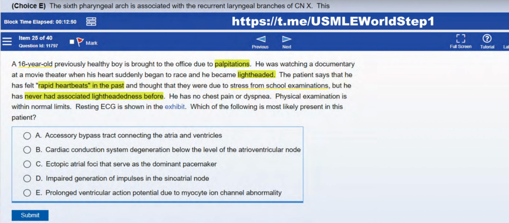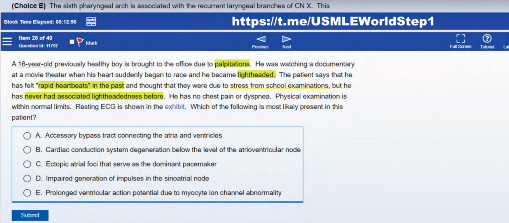So the next question: a 16-year-old previously healthy boy brought to the office due to palpitations. He was watching a documentary at a movie theater when his heart suddenly began to race and he became light-headed. The patient says that he felt rapid heartbeats in the past and thought that they were due to stress from school examinations, but he's never had associated lightheadedness before. He has no chest pain or dyspnea. Physical examination is within normal limits. The resting ECG is shown in the exhibit. Which of the following is most likely present in this patient?